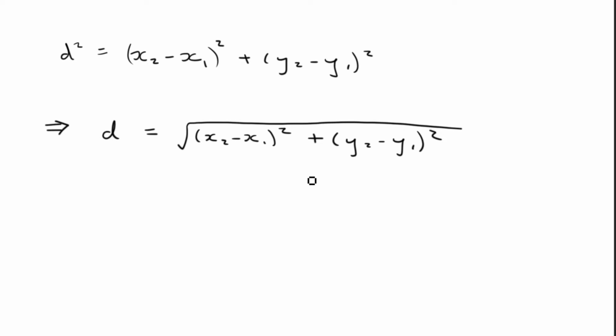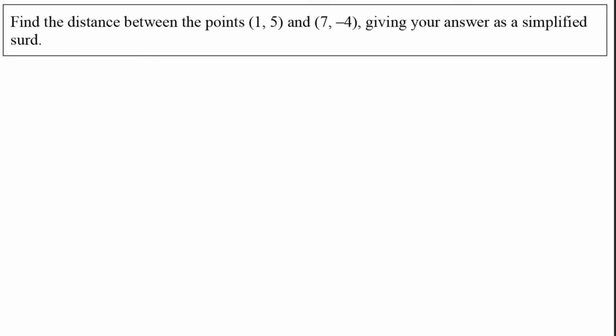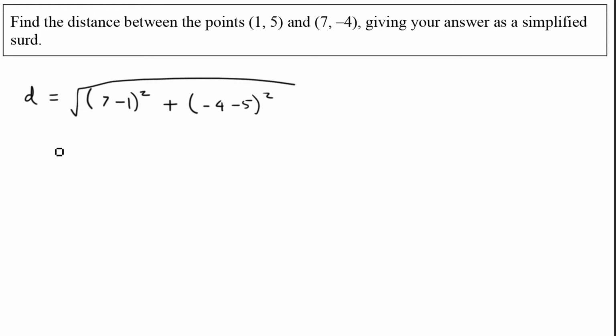Let's look at an example. Find the distance between the points 1, 5 and 7, -4, giving your answer as a simplified surd. So that distance then is the difference between the x coordinates, 7 subtract 1 squared, plus the difference between the y coordinates, -4 subtract 5 squared, and the whole thing square rooted.